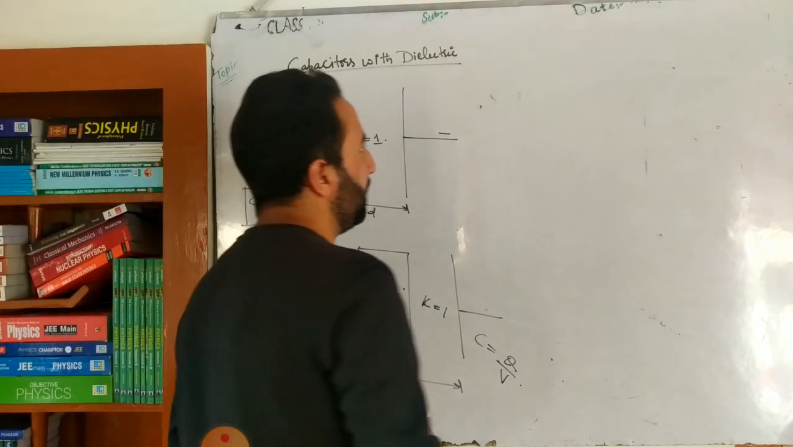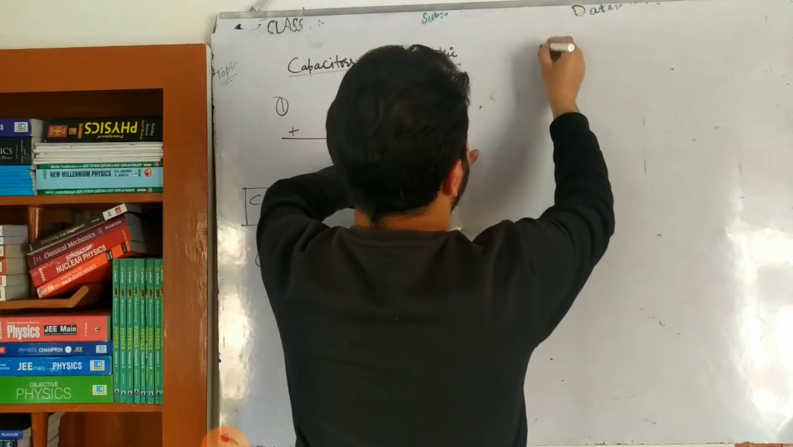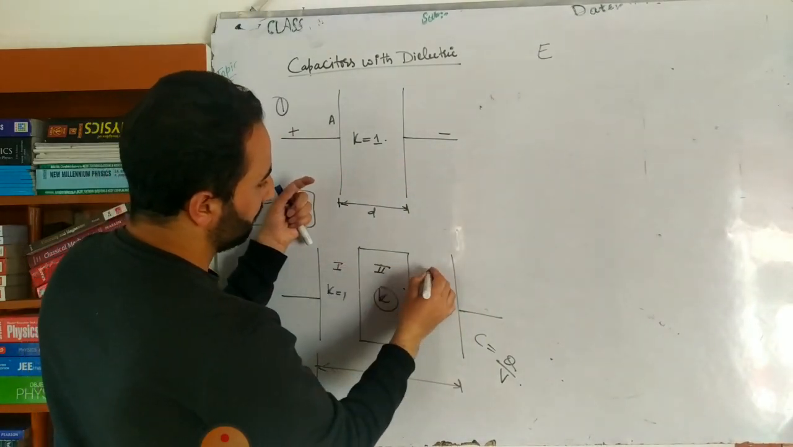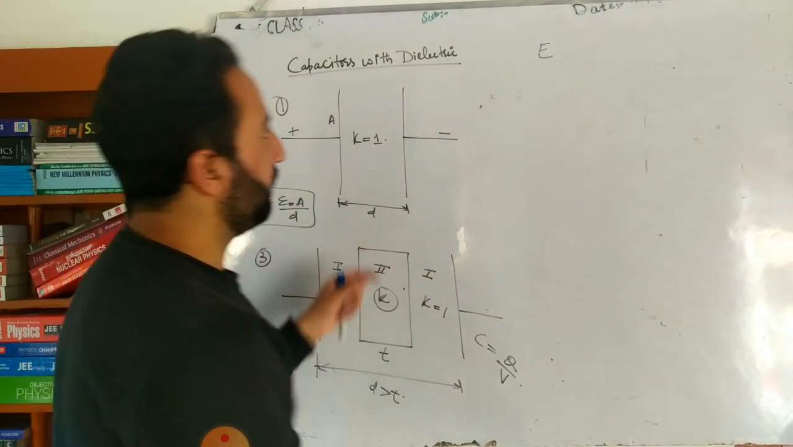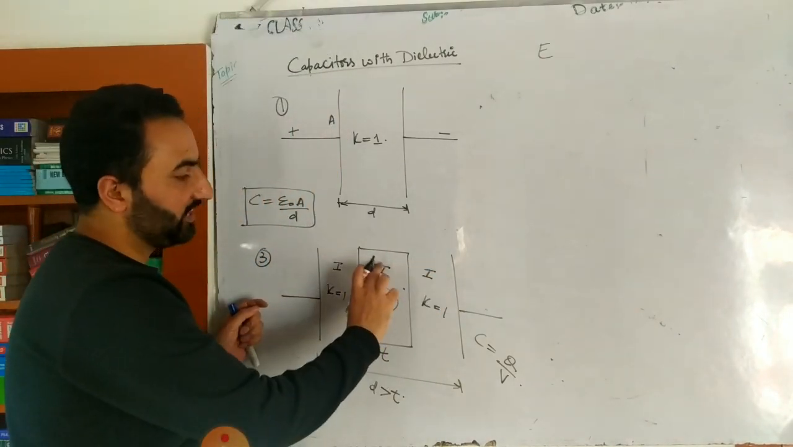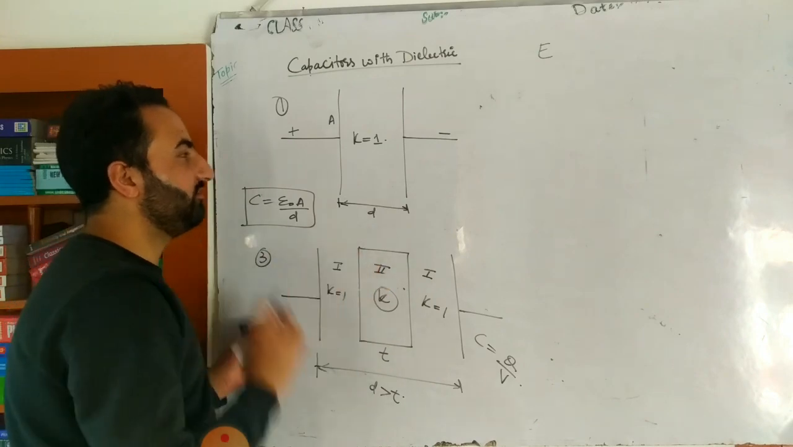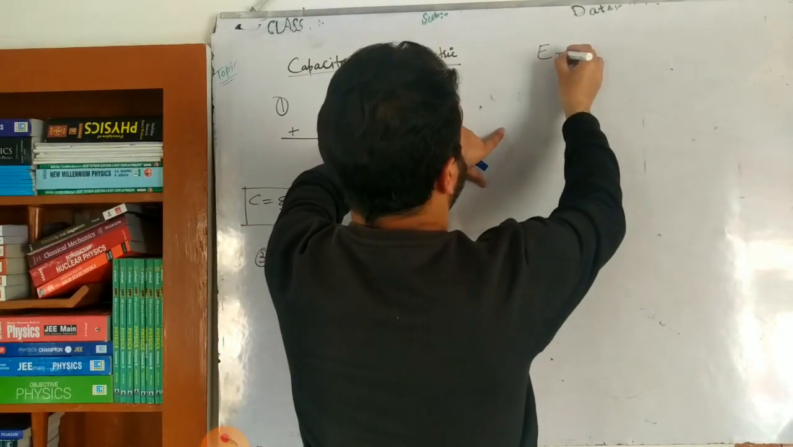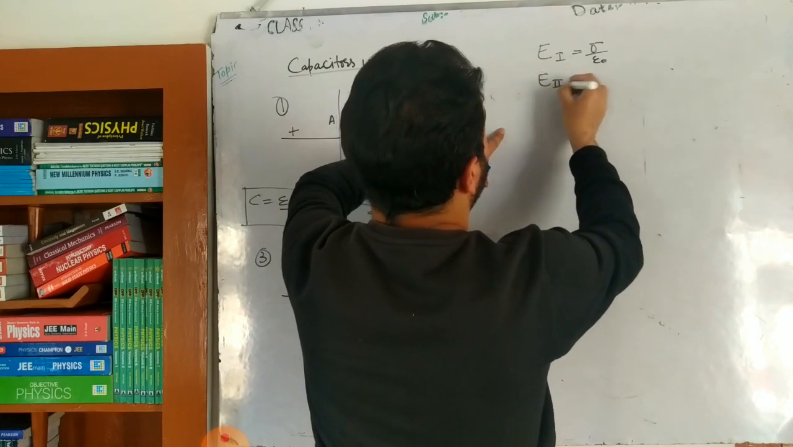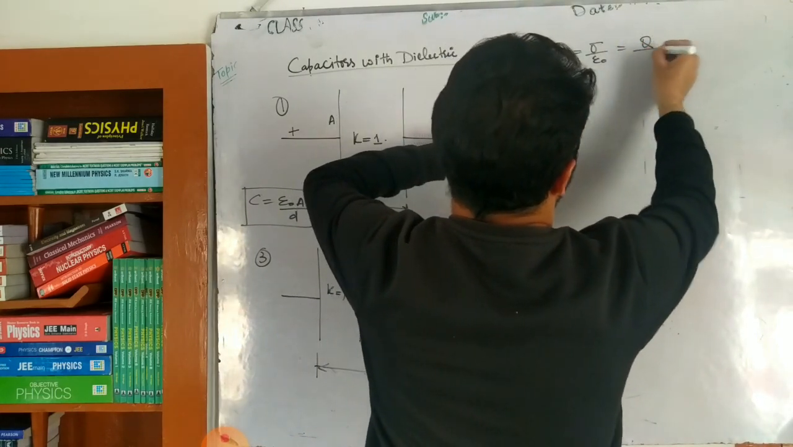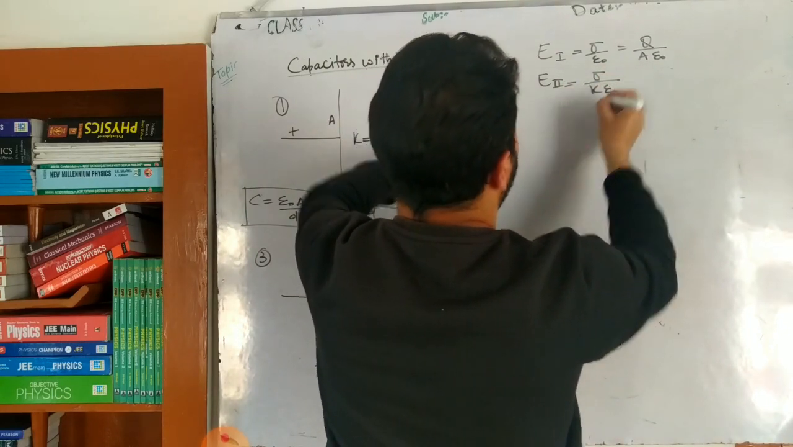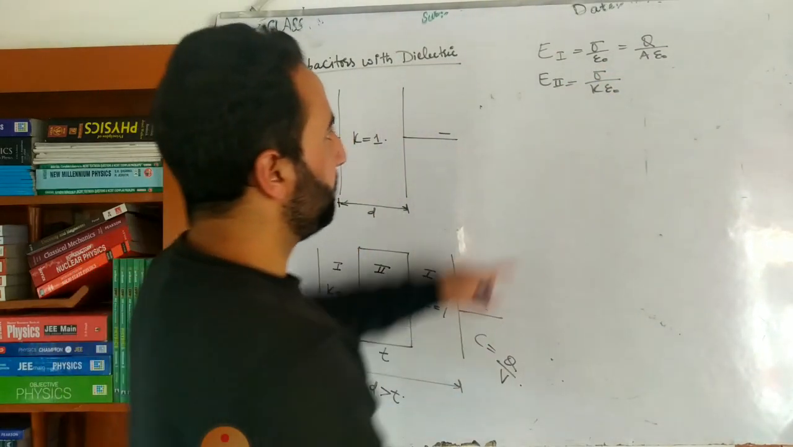So let's first of all calculate the field. Here there are two different regions. This is region number first, this is region number second, this is region number first. Electric field in this region will be the same, but it will be different in region number second. It will be lesser in region number second. So electric field in region number first is equal to sigma by epsilon 0. Electric field in region number second will be equal to sigma divided by K epsilon 0. Electric field reduced by K times.